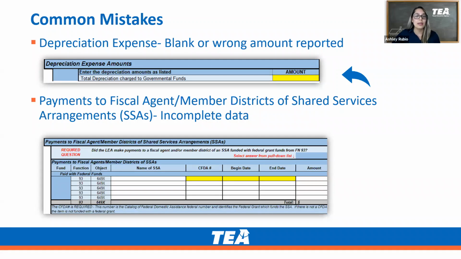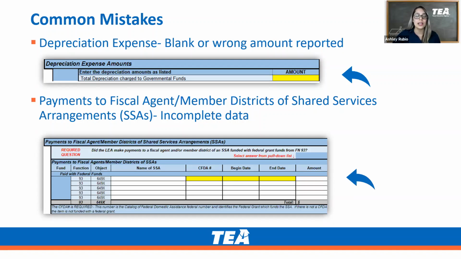The next section is payments to fiscal agent and/or member district of shared services arrangements, SSAs. Incomplete data has been reported in this section. It is important to select an answer from the pull-down list where you will select yes or no to the question, did the LEA make payments to a fiscal agent and/or a member district of an SSA with federal grant funds from Function 93? Keep in mind that this question is asking about payments from federal grant funds. Therefore, if you select no, this section will be complete.